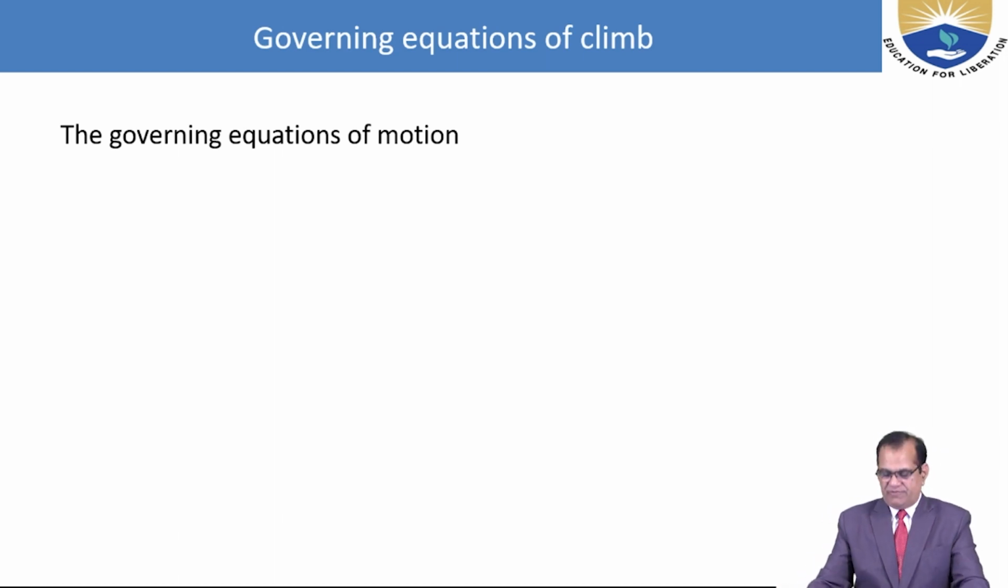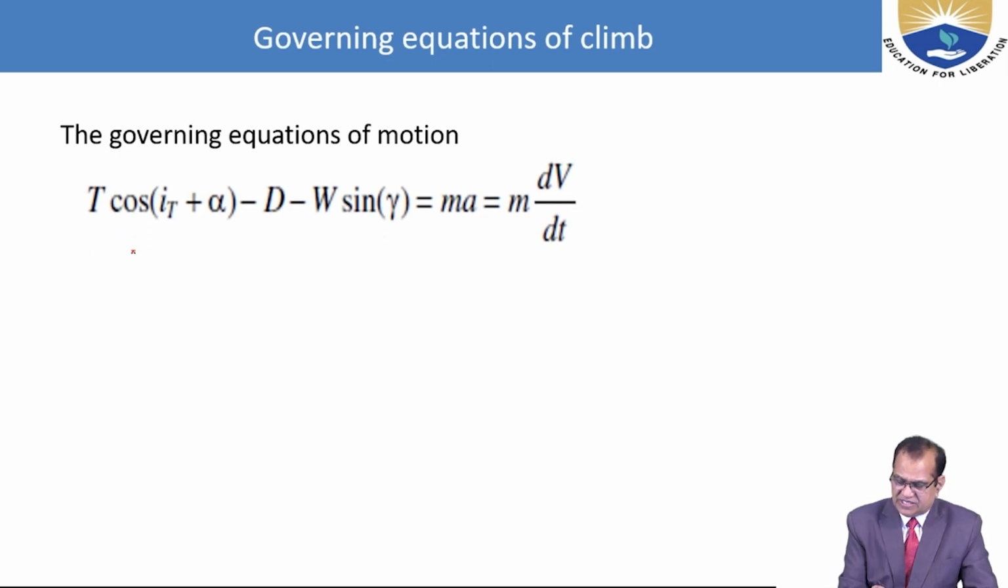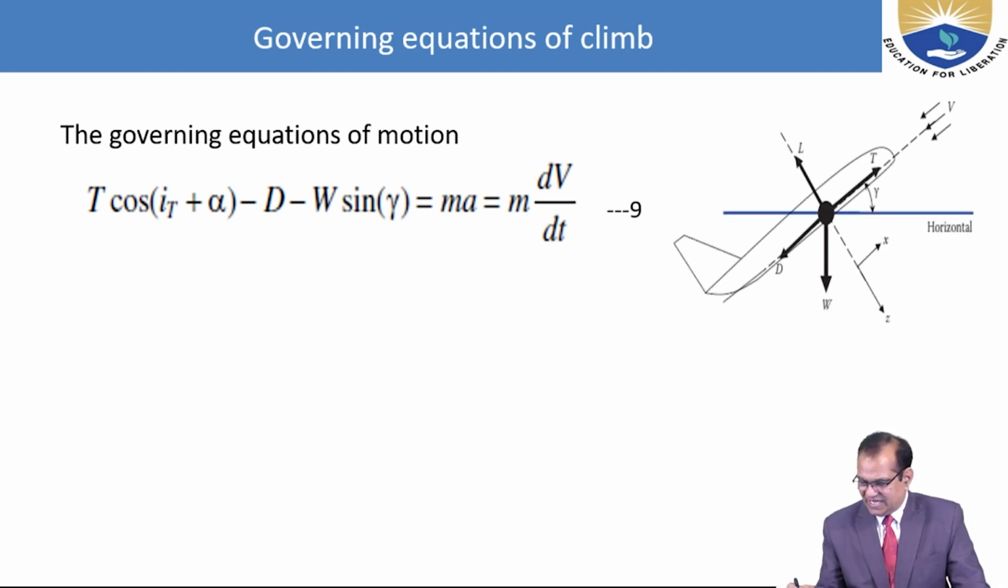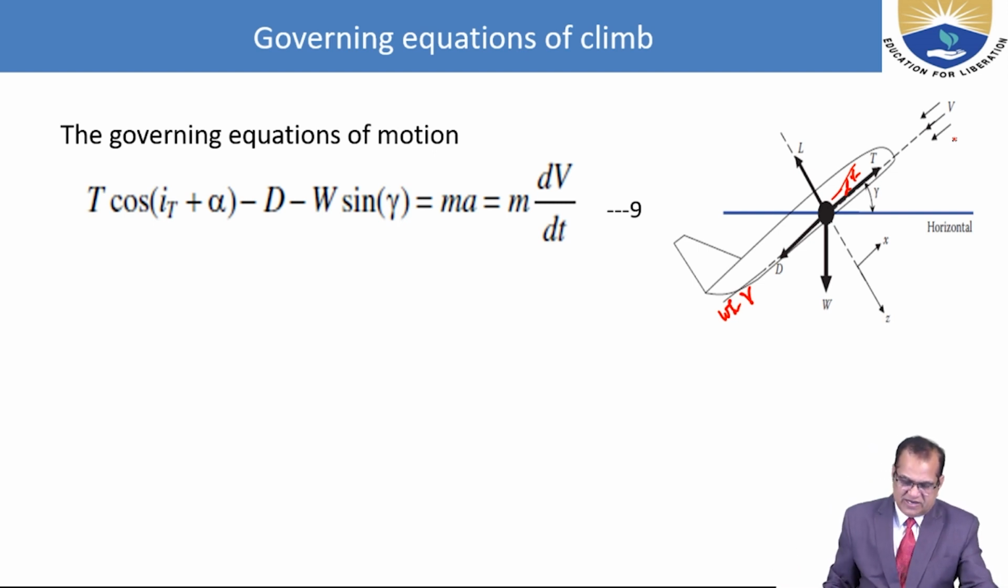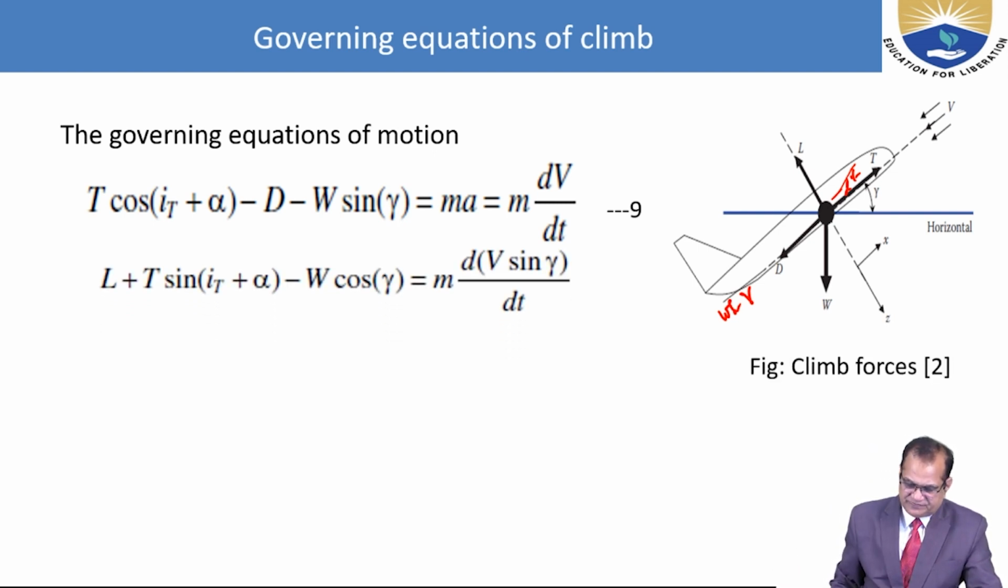Governing equation for the climb. The governing equation of the motion for this climb, as we have seen already, is T cos(iT plus alpha) minus D minus W sin gamma is equal to ma. This you can see here. T is here, D is here, W, so here W sin gamma, and if T is having some angle, this is the alpha here, this is iT. So accordingly we can draw the equation of motion.